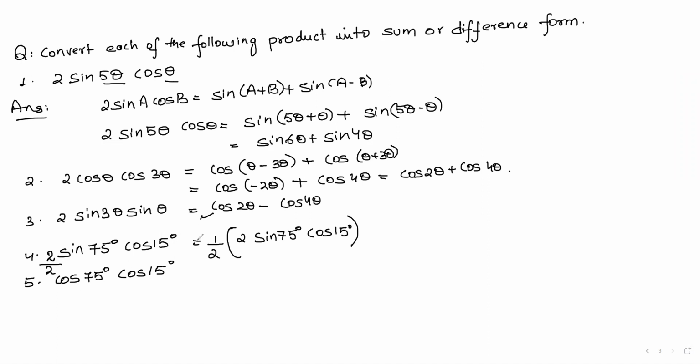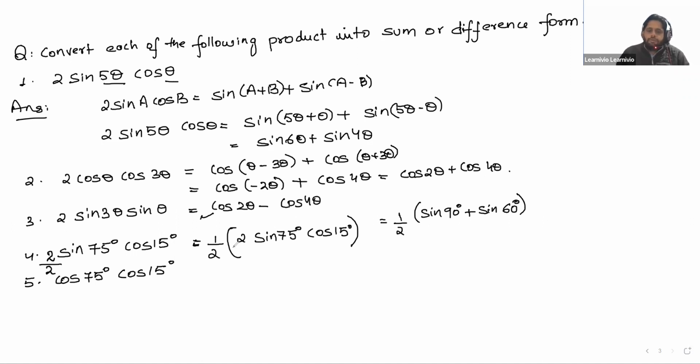So for the 4th one, we cannot further do any calculation, right? Yes, there's no need to do the further calculation. If they ask us to find the value of this, then we will do the calculation. But the original question is we need to convert the product into sum and difference form. Okay, sir. 2 sine 75 cos 15 by 2, the answer is 1 by 2 sine 90 plus sine 60.